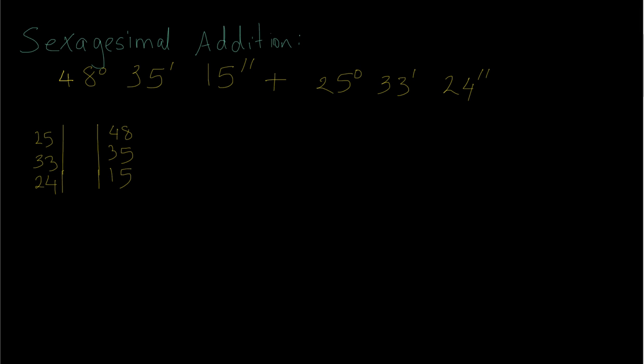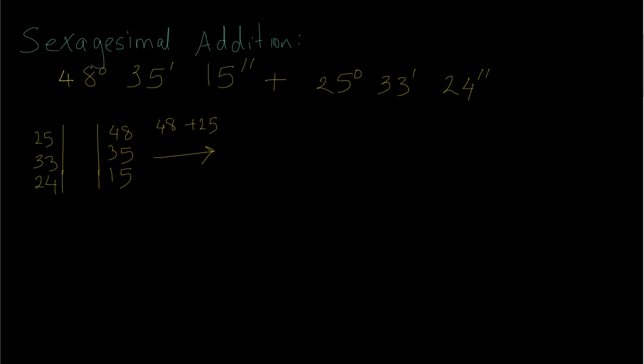As in the previous addition algorithm, he starts from the highest order digit, in this case the degrees. So he first adds 48 and 25. Keep in mind that 48 and 35 and 15, all of these are single digits in the base 60 system, right? So in base 60 we need 60 digits, 0 through 59. So 48 is actually a single digit.